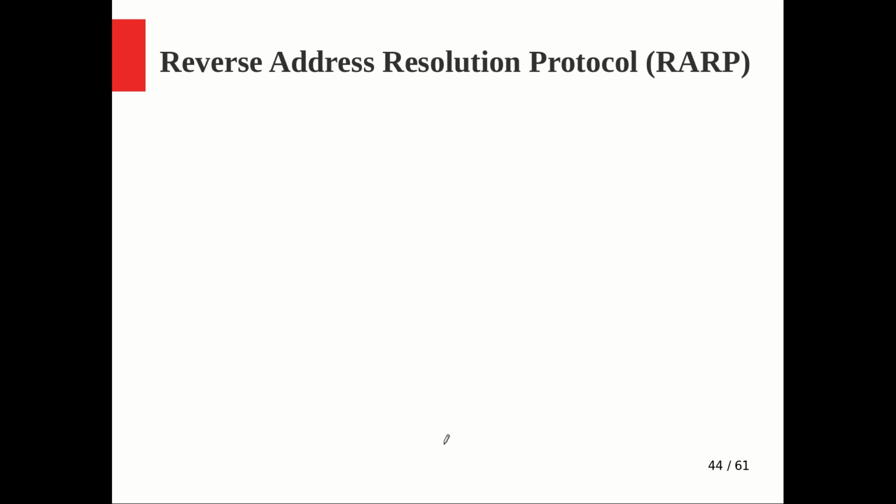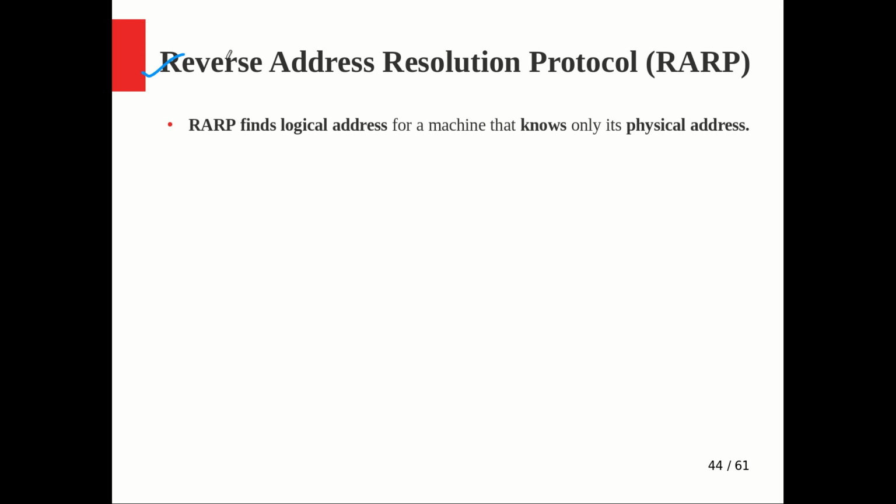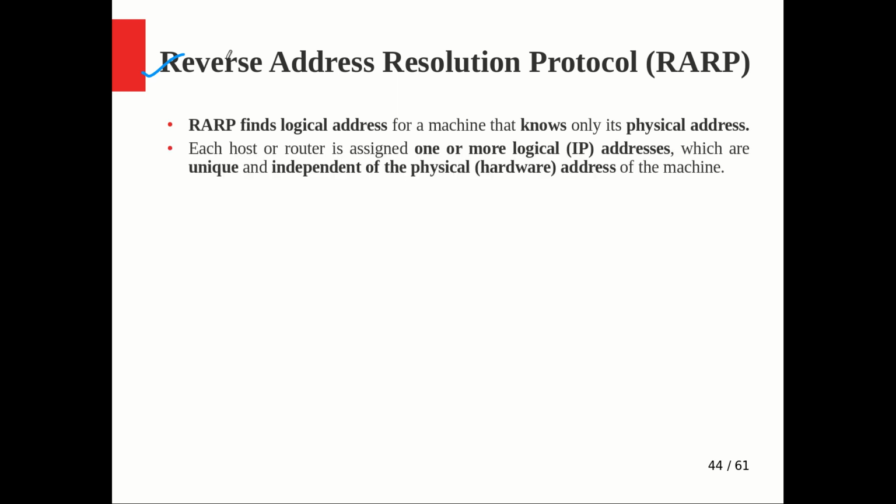So the first solution is reverse ARP. We will see this first, then BOOTP, and then DHCP. The reverse ARP protocol finds the logical address for a machine that knows its physical address, right? The purpose is that one.